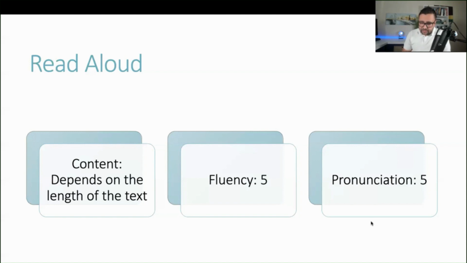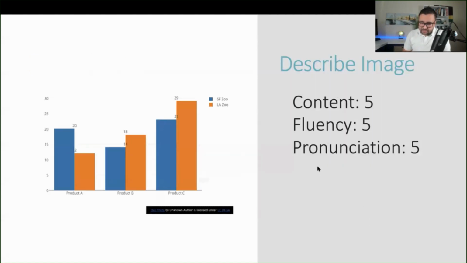Now let's go to the next question type: describe image. In describe image, same thing: content, fluency, pronunciation, 5 points each for all of them. But let me tell you one tip that you may not know before, and that tip is, in describe image, it's quite easy to get the score in content. I'm not talking about fluency and pronunciation, by the way, because fluency and pronunciation evaluation are done in the same way as it is done in read aloud.